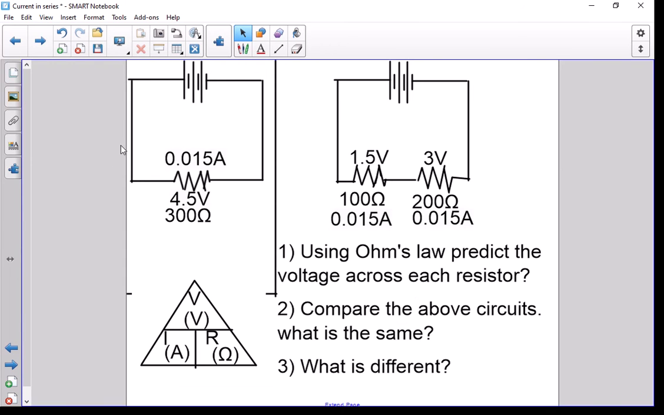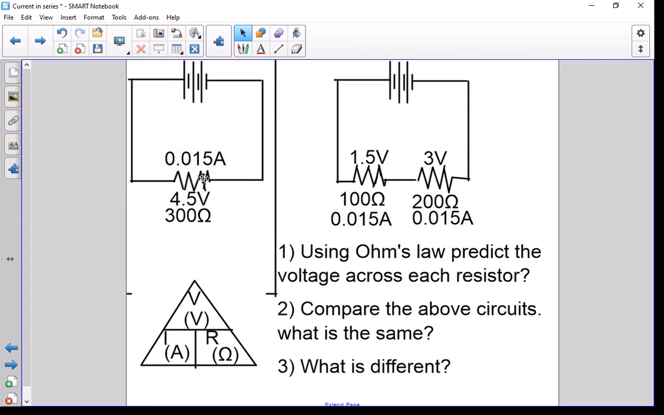When we compare the above circuits, well, we've got the same current. So we've got the same current flowing through one resistor and the same current flowing through both of these resistors. The overall resistance is the same. So there's 300 ohms here, and 100 ohms and 200 ohms in series, that means one after the other, would have the same resistance. The overall potential difference is the same. So 1.5 add 3 gives us 4.5 volts.